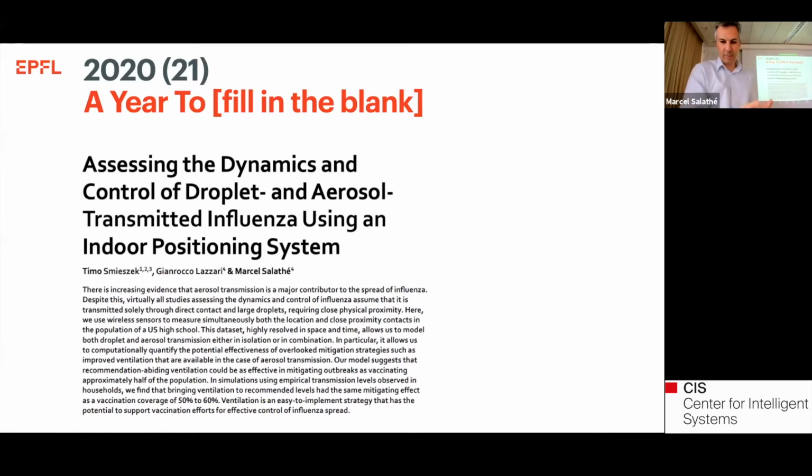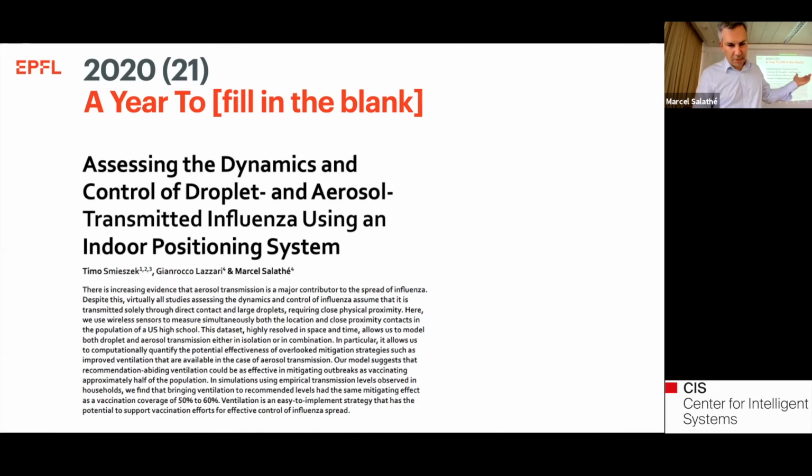And you can see here, this is stuff that people back in the day used to really only care about if they're epidemiologists. Now this could almost be from a newspaper article, because it says there's evidence that aerosol transmission is important. But despite this, most of the assumptions are that it's large droplets. Here we use wireless sensors to measure simultaneously both the location and close proximity contacts in a US high school. And this allows us to model the corresponding effect.